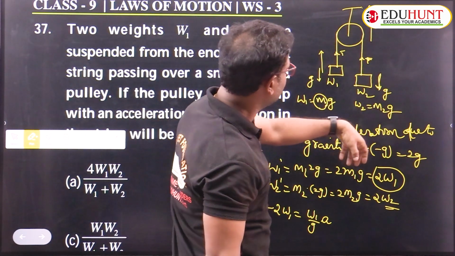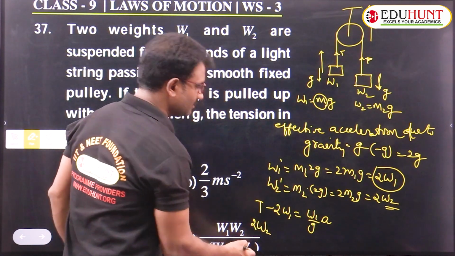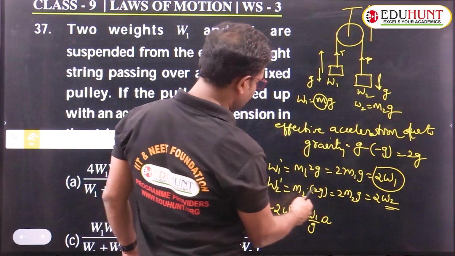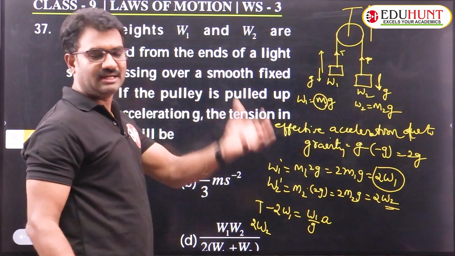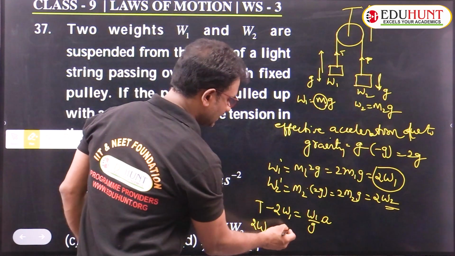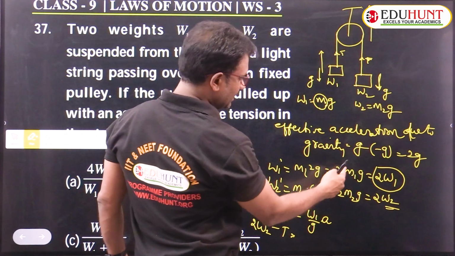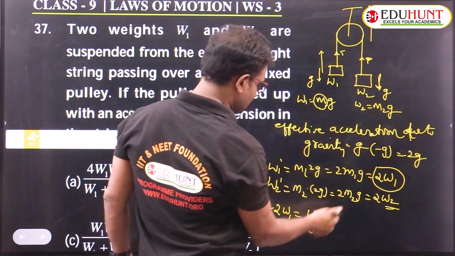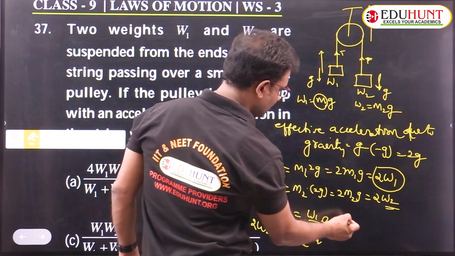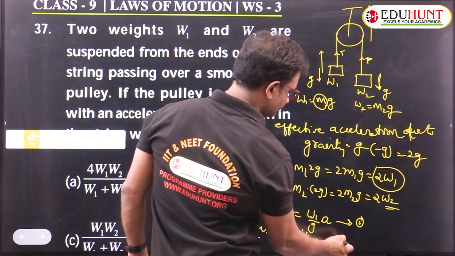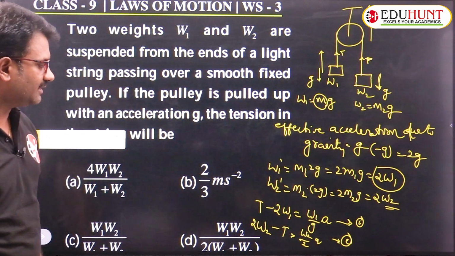Now come to this. w2 is moving downwards, so w2 means 2w2. Why 2w2? w2 dash is 2w2 because of the relative acceleration, minus tension, is equal to its mass into its acceleration. What is its mass? Its mass is nothing but w2 by g into its acceleration a. Now physics is over, only mathematics is left.